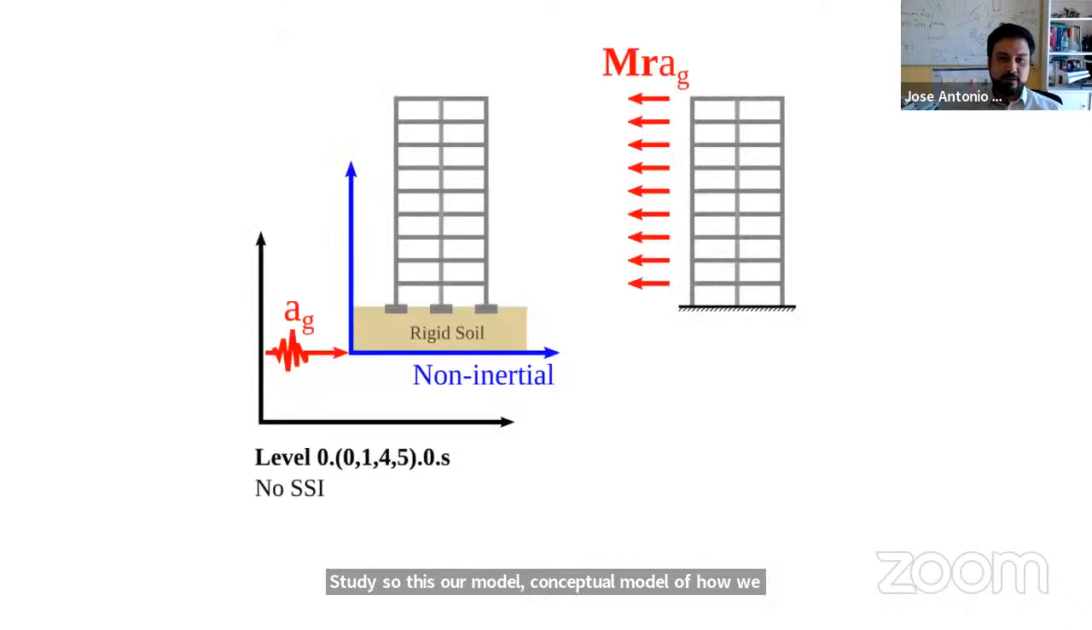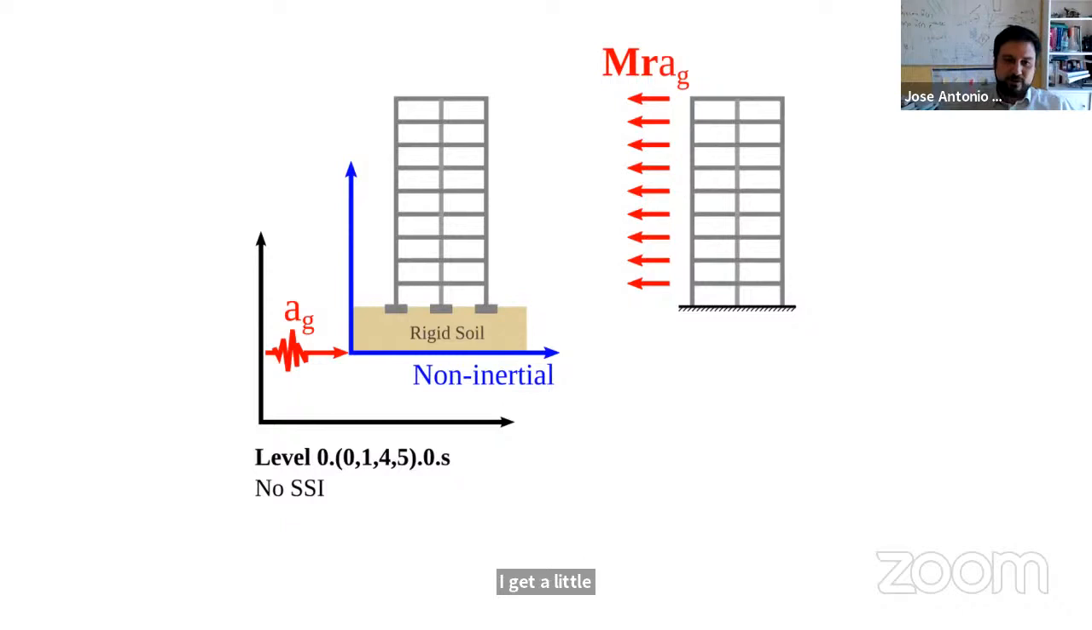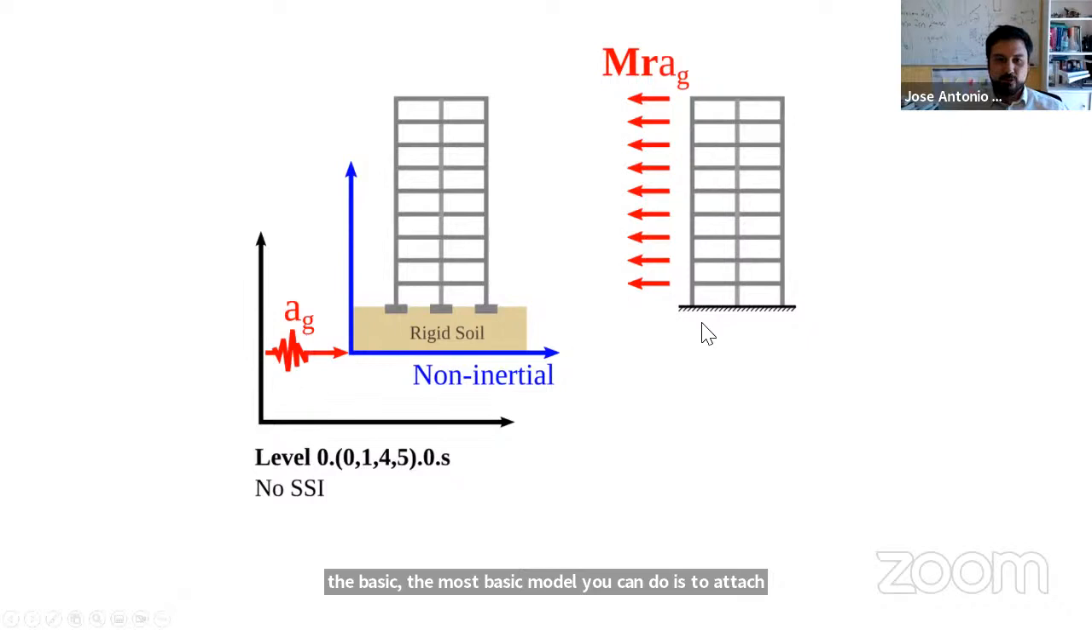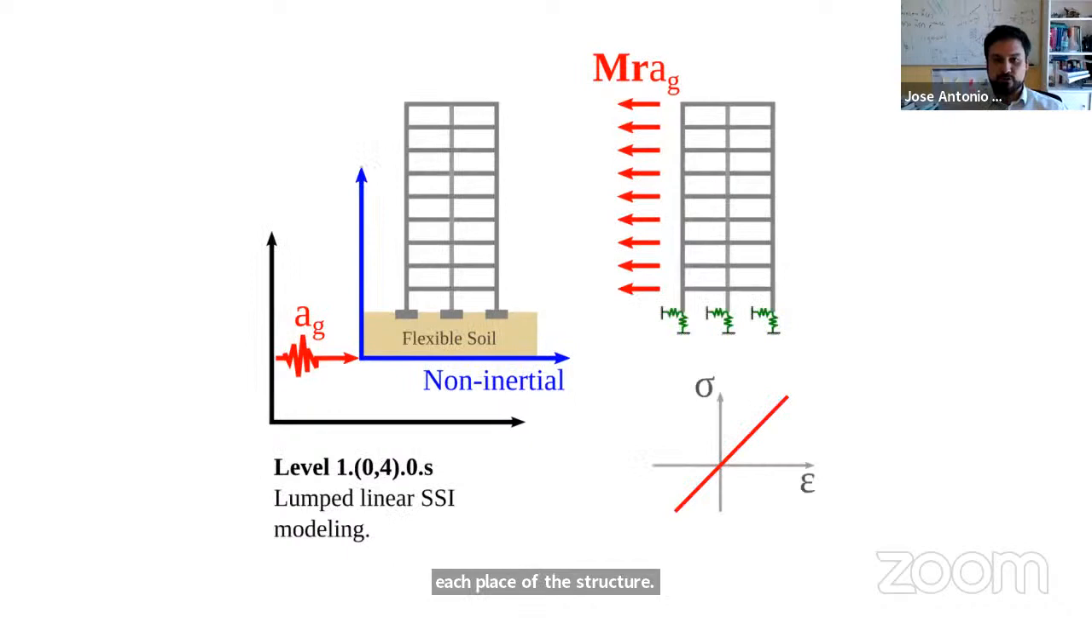Then there are several levels of modeling you can do. I showed this, and I'm sorry if I'm repeating stuff from the keynote I gave a little bit. There's some new content here and there, but it's my vision overall of how this plays out. The most basic model you can do is to attach a non-inertial reference frame to your building base and fix the bottom. Then the earthquake is input as a series of accelerations occurring at each place of the structure. The next level is to include soil structure interaction, or rather, to include flexibility of the foundation. I prefer using that term instead of soil structure interaction, by using springs, which are linear. You can think about having nonlinear springs at this point too.